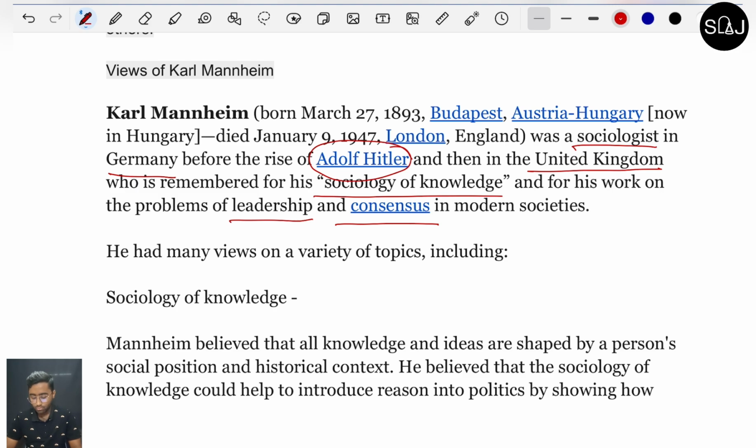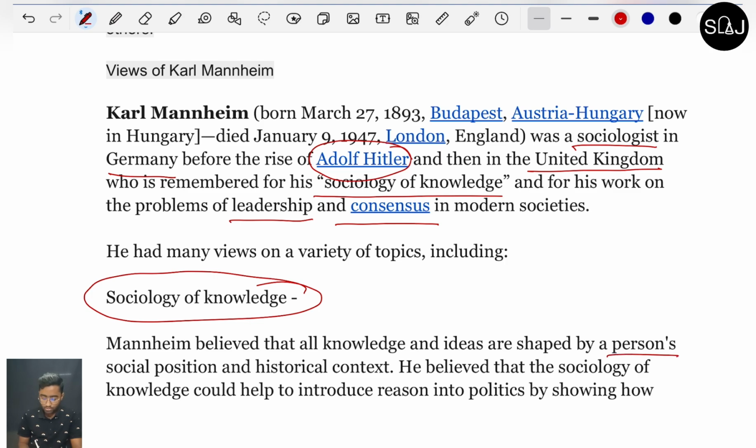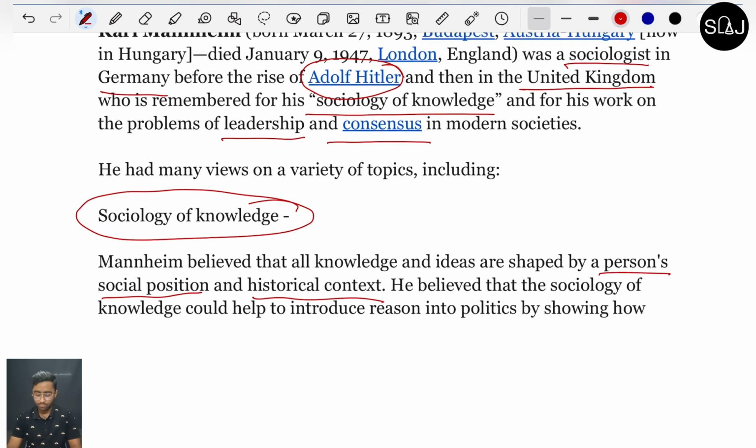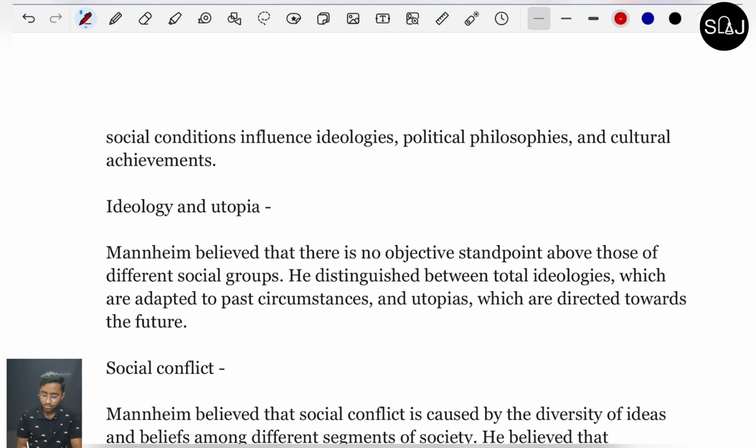He had many views on a variety of topics, including number 1, sociology of knowledge. Mannheim believed that all knowledge and ideas are shaped by a person's social position and historical context, which in a way is a very logical statement. He believed that the sociology of knowledge could help to introduce reason into politics by showing how social conditions influence ideologies, political philosophies, and cultural achievements.